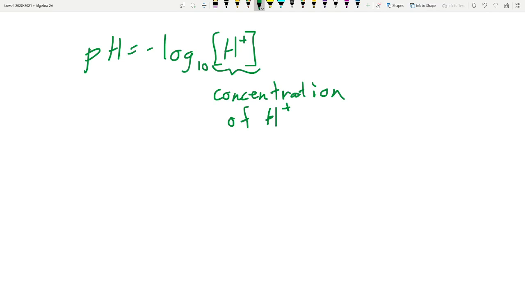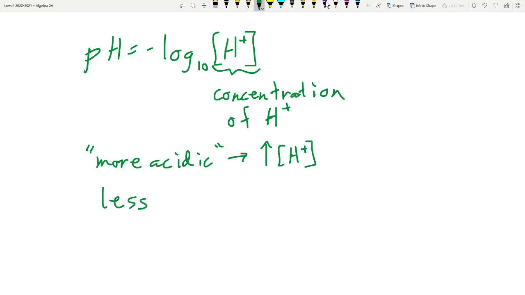Okay, so again, you don't have to know super duper chemistry at this point to do this problem, but I just want us to see where this comes into play. So this is a measure of the concentration of H plus. That's all pH does. It just measures this number. We say something is more acidic if it has a higher H plus concentration. More acidic implies a higher concentration of H plus. Less acidic would be a lower concentration of H plus.